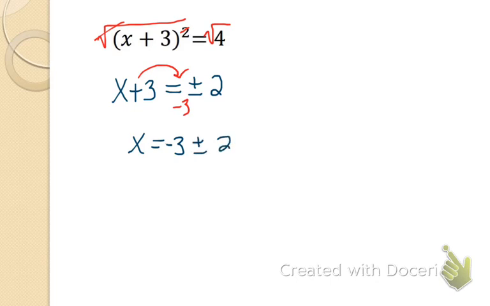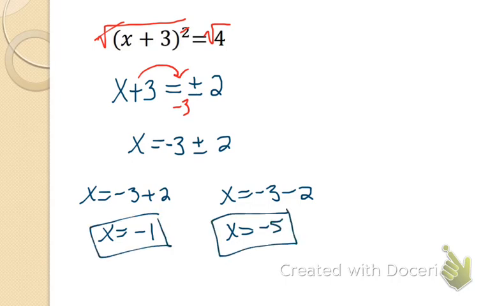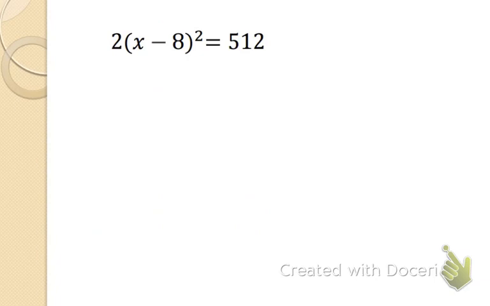So what this means is we're going to have x is negative 3 plus 2 and negative 3 minus 2. In other words, negative 3 plus 2 is negative 1. Negative 3 minus 2 is negative 5. So these would be our two solutions. Again, the problem looks a lot different than the other ones, but we still applied the square root to find our solutions. Let's try another one.